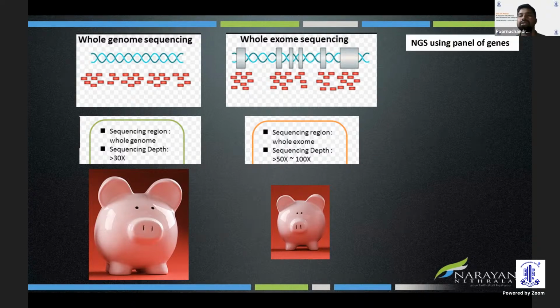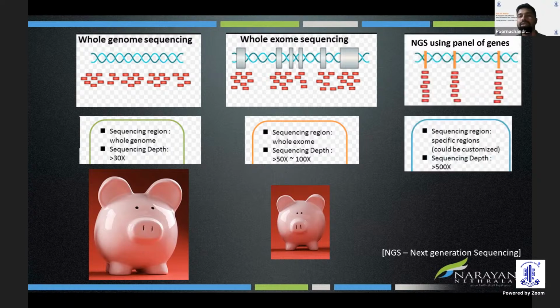And the third test is the next generation sequencing using a panel of genes, where within the exonic region, we will be targeting specific genes. For example, we will end up sequencing only those genes which cause retinal dystrophies, or only those genes which are involved in corneal dystrophies, or some of the orbital disorders or syndromes. So the cost, definitely, is much lesser compared to the whole exome and the whole genome sequencing. So that's as simple as that.